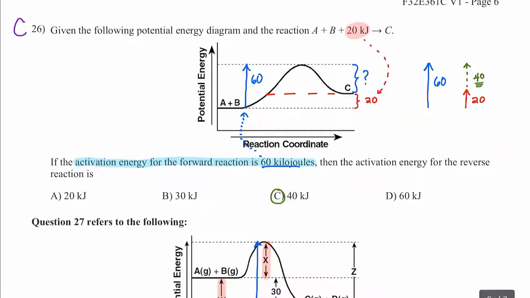Number 26. Okay, a little more challenging question. You should be trying these on your own. If the activation energy of the forward reaction is 60, that's what this is here. It's the energy I need to climb to the top of the slide. Then the activation energy of the reverse is what we're looking for, this value. Now the key to the entire problem is I gave you the heat.